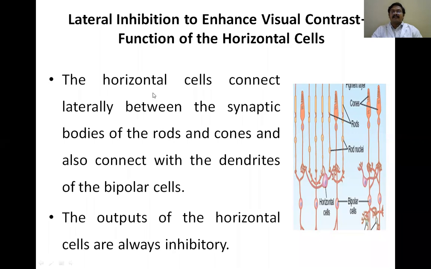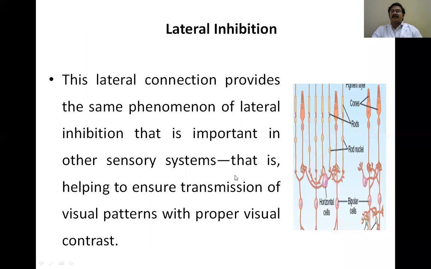The horizontal cells connect laterally between the synaptic bodies of rods and cones, and also connect with the dendrites of the bipolar cells. Already we discussed that the outputs of the horizontal cells are always inhibitory. Even though we don't know exactly what they are, the neurotransmitters secreted by horizontal cells are inhibitory in nature. This lateral inhibition is provided by the horizontal cells, which make connections in the outer plexiform layer.